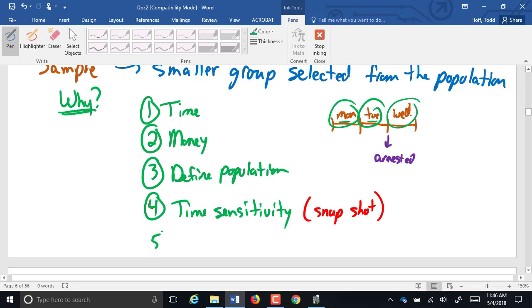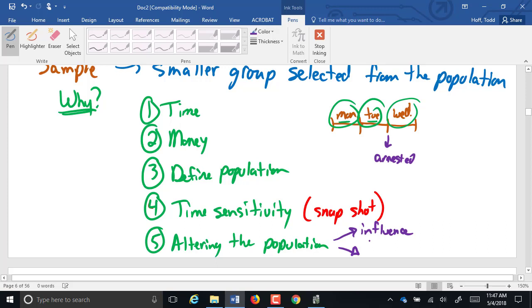And then the last one we're going to talk about, there are several other smaller reasons, is altering the population. This takes a couple of forms. One, in surveys, often if you're asked a question often enough, it can change your answer to that question.